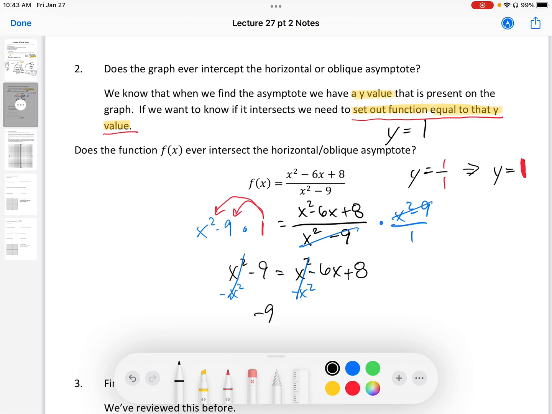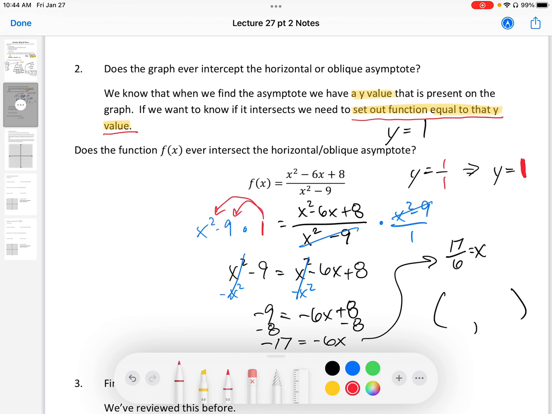So I end up with a negative 9 equals, x squared canceled, I'm sorry, equals a negative 6x plus 8. Okay, so I need to go ahead and subtract my 8 over. I get negative 17 equals negative 6x. Okay, and when I do that, I end up with 17 over 6 for x. So what that tells me is when my y value is 1, my x value is 17 over 6.